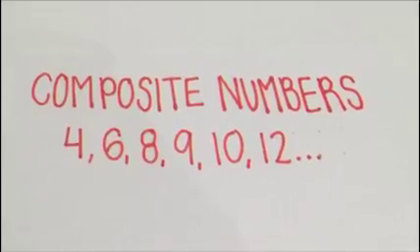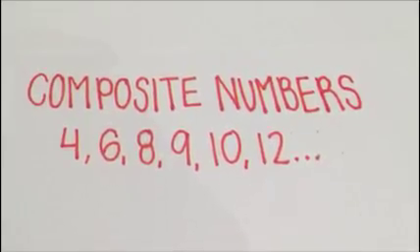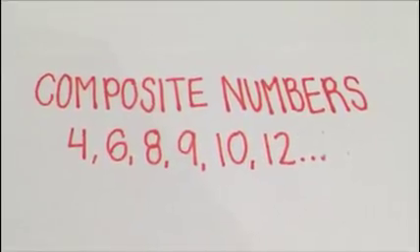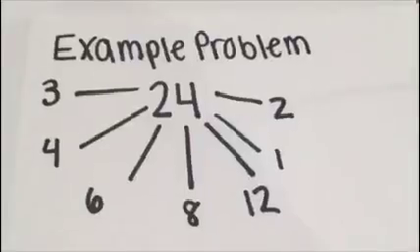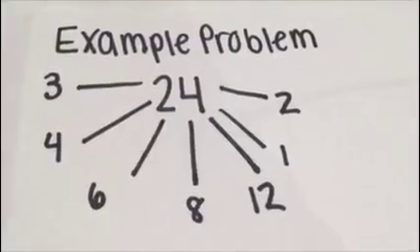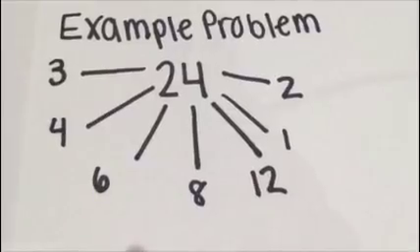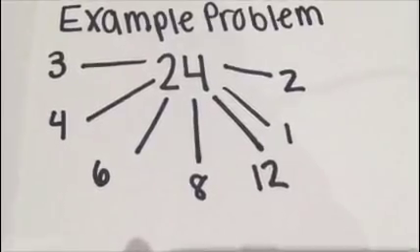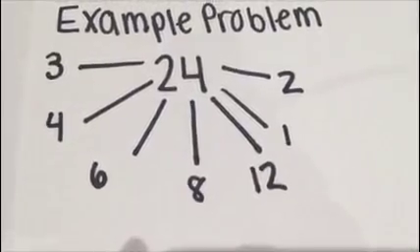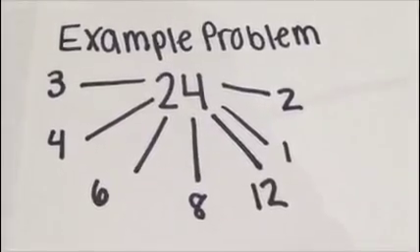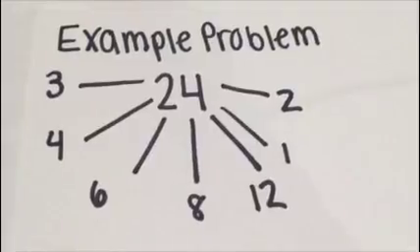Composite numbers, like 4, 6, 8, 9, 10, and 12, which are numbers that have more than just 1 and itself as factors. One example of a composite number is 24. It has the factors of 3, 4, 6, 8, 12, 1, and 2. As you can see, it has more than the two factors of 1 and itself that make it a prime number, so therefore it is a composite number.